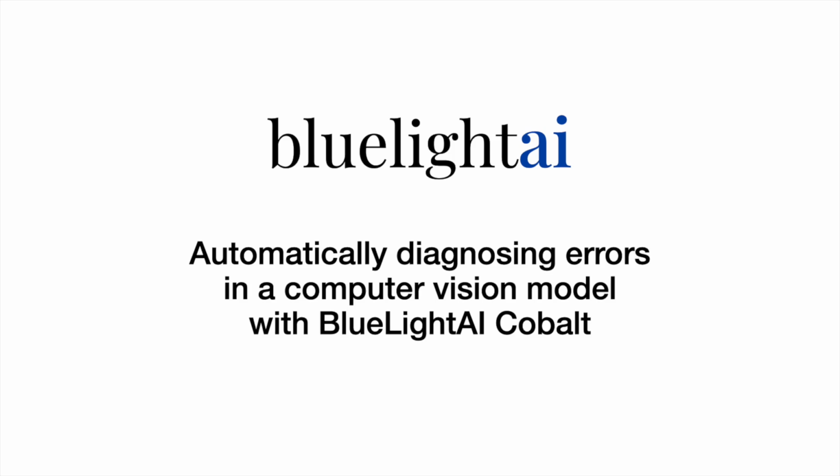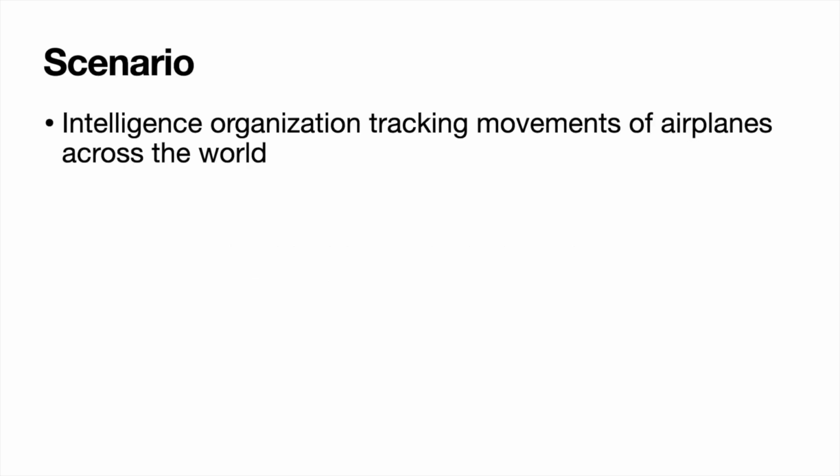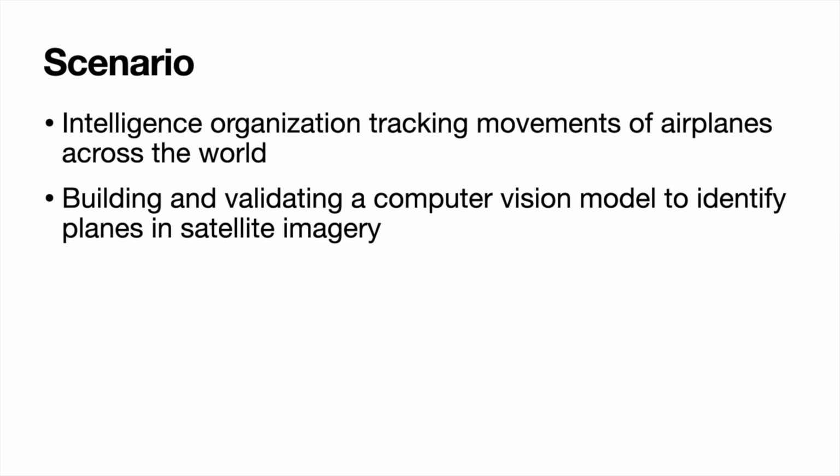In this demo, we'll see how BluelightAI's software Cobalt helps automatically diagnose unknown problems with a computer vision model. In this scenario, an intelligence organization is responsible for tracking the locations of a fleet of airplanes using satellite imaging. They've built a computer vision model to automate the task of identifying airplanes of different types, and they're in the process of validating it for deployment.